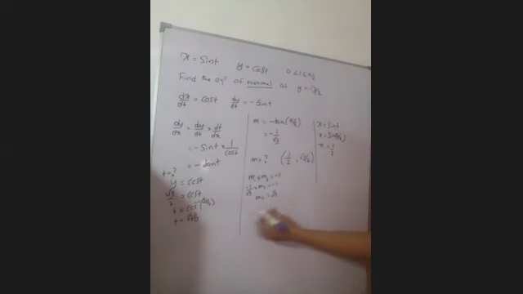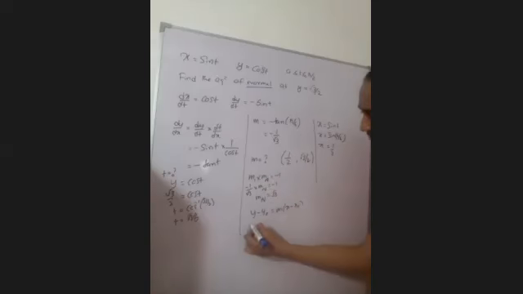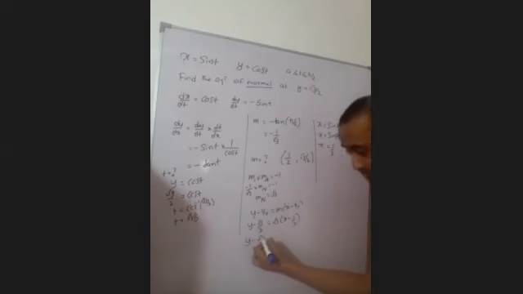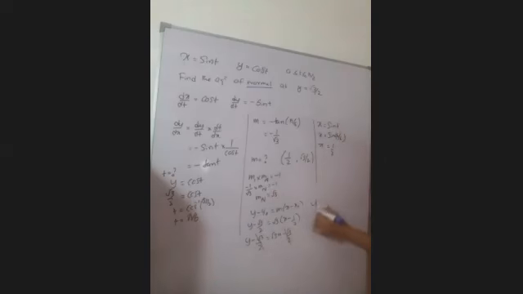Then you can put it in the formula y minus y naught equals gradient times x minus x naught. The gradient of the normal, I just put n to show it's the normal. Then you can say y minus root 3 over 2 equals the gradient, root 3, times x minus x naught, where x naught is 1 over 2. Then you can replace this in the equation: y minus root 3 over 2 equals root 3 x minus root 3 over 2. The terms get cancelled, so the final answer is y equals root 3 x.